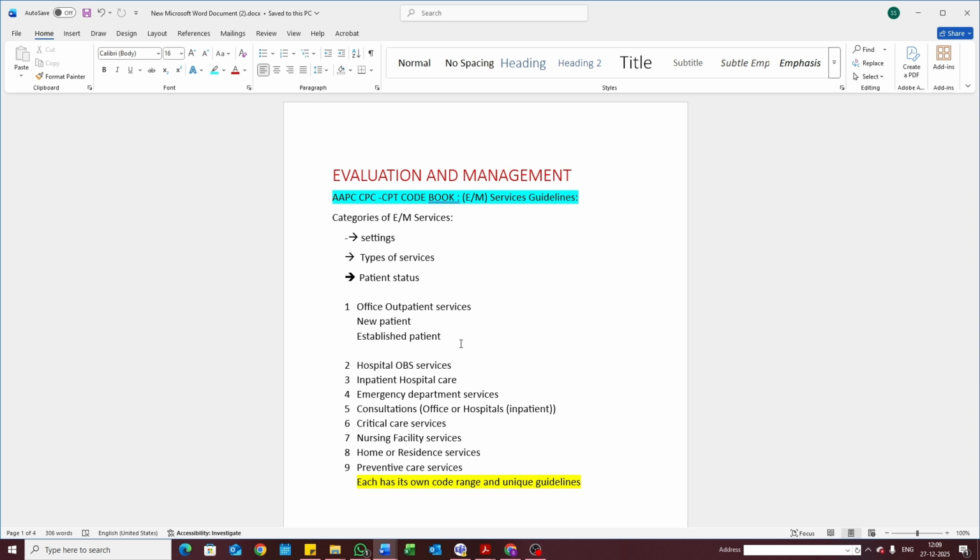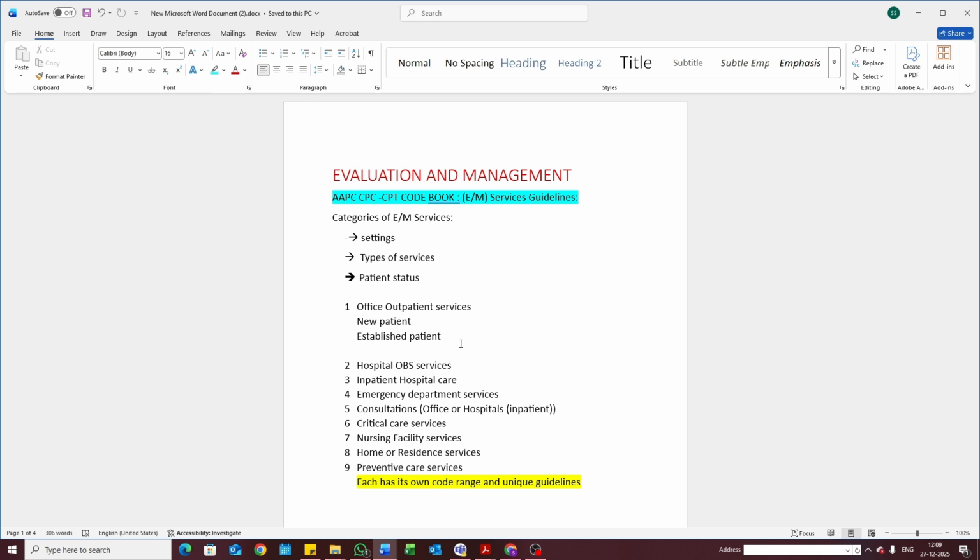is to create an interactive and informative environment where we can all grow professionally. And today I will be guiding you through this course session on evaluation and management.